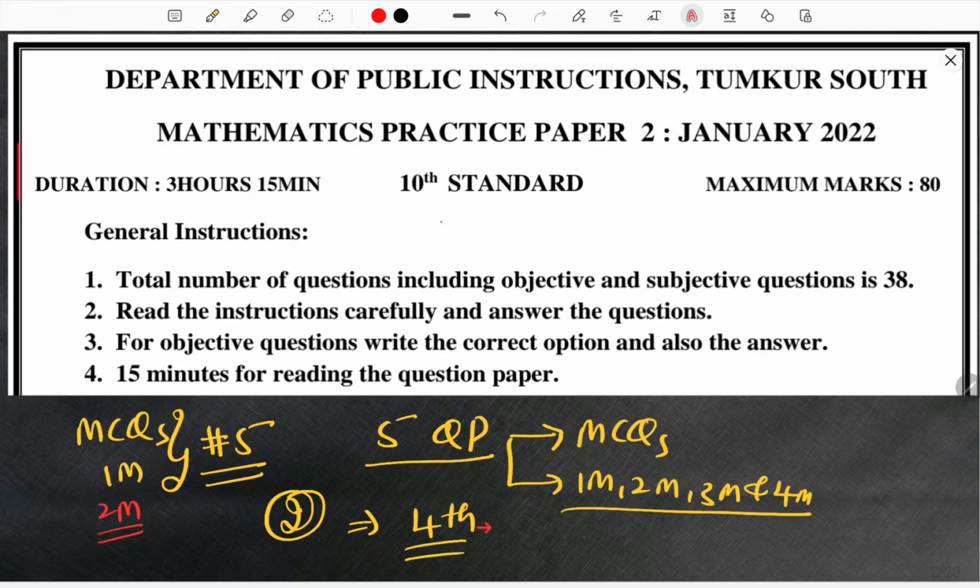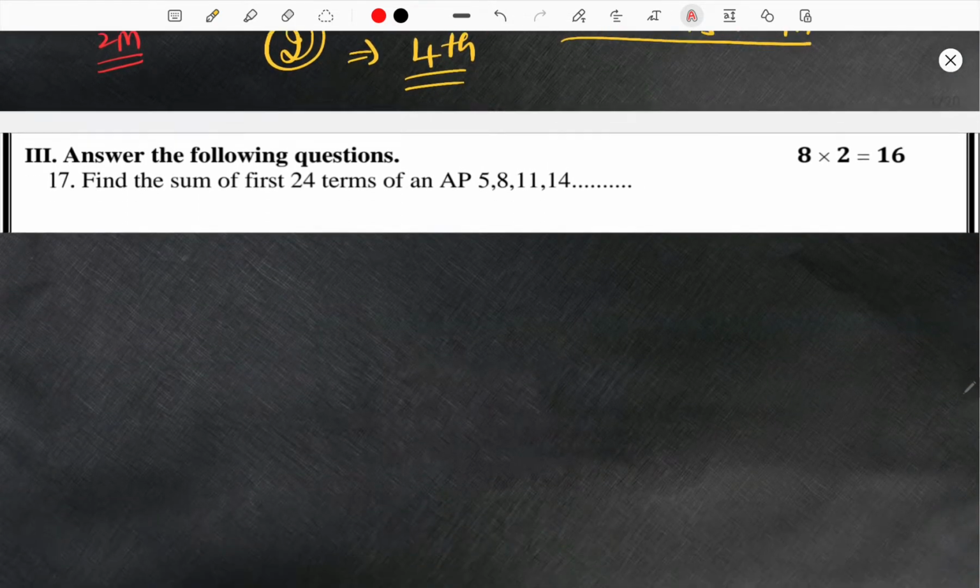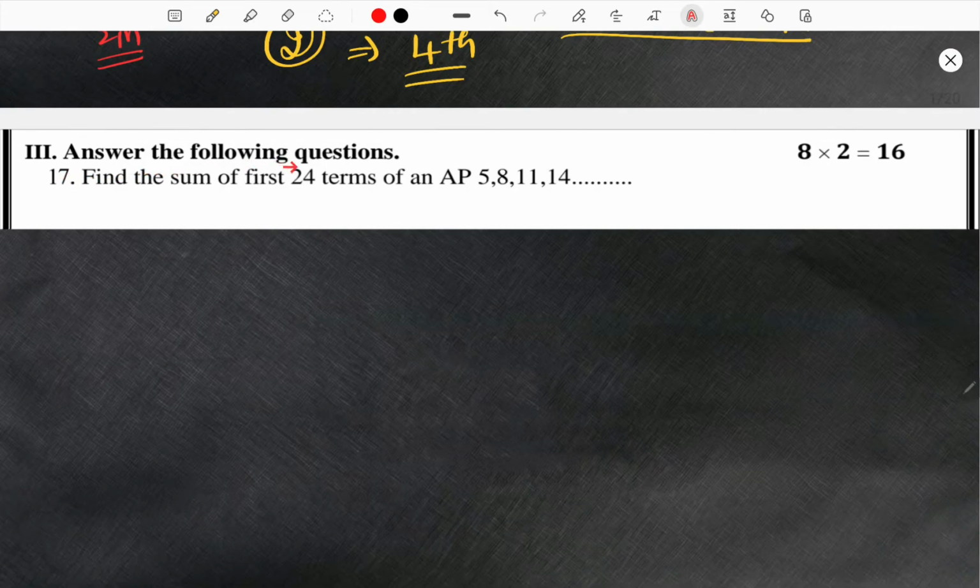Solving these question papers is very very important because you will get to know the nature of the questions. Alright then, so let us look at this third main, answer the following questions. 8 questions each of 2 marks, total that is 16 marks. 17th question goes like this. Find the sum of first 24 terms of an AP, 5, 8, 11, 14... up to 24 terms. Okay, they are asking 24 terms, right?